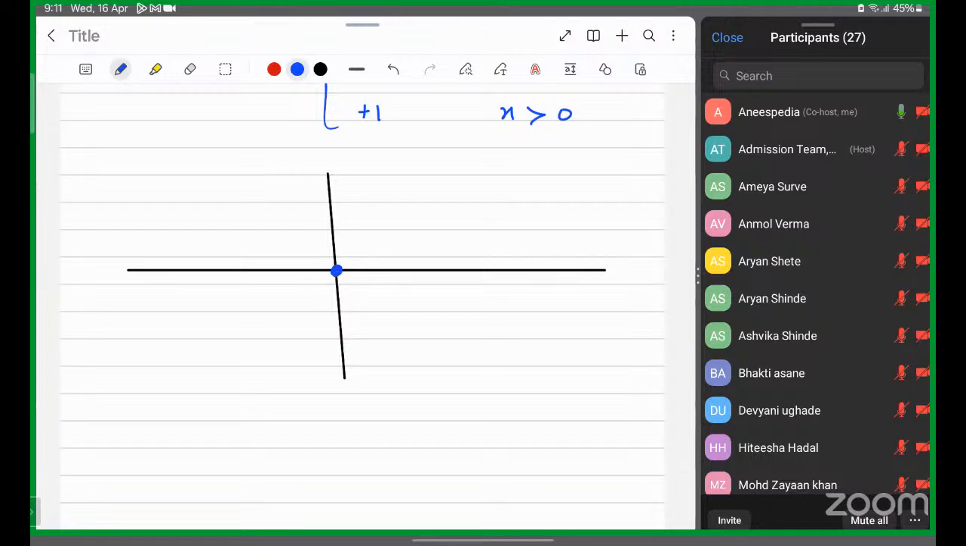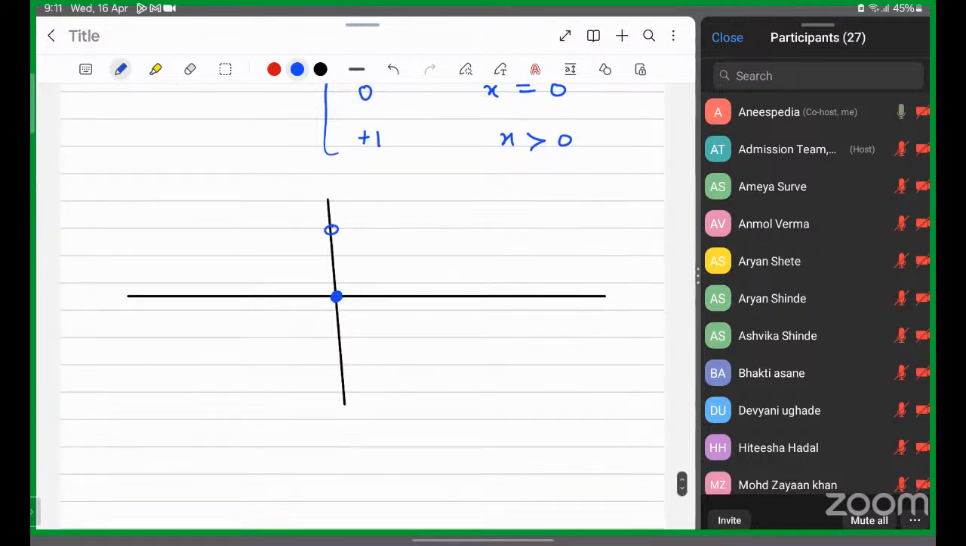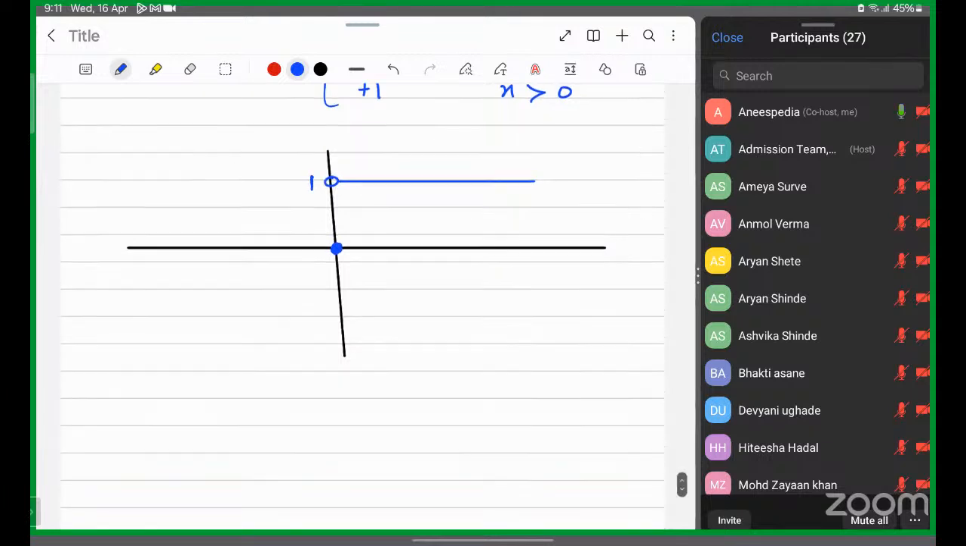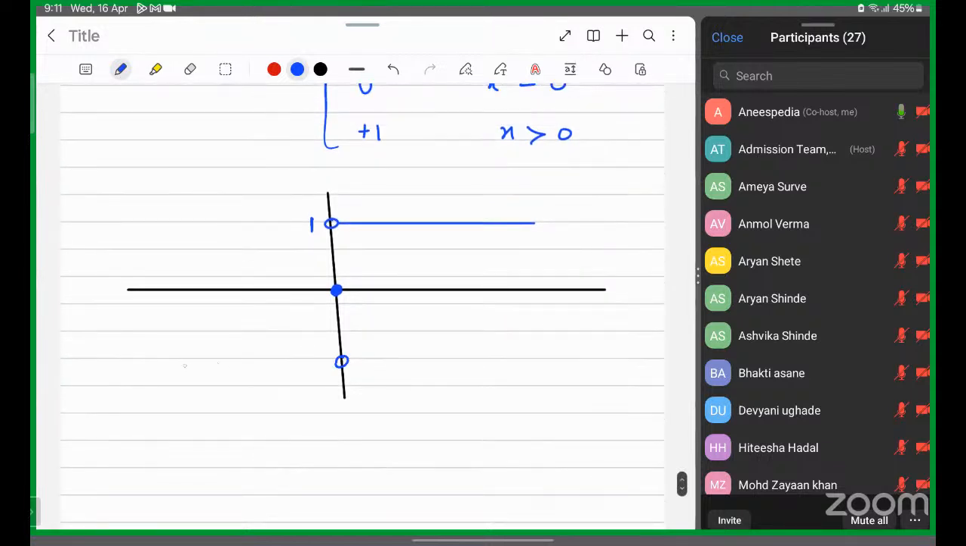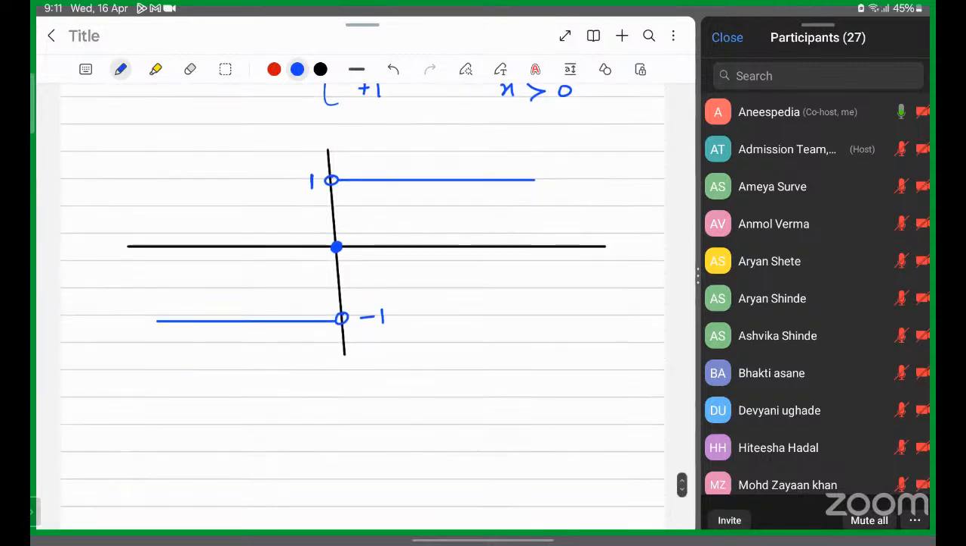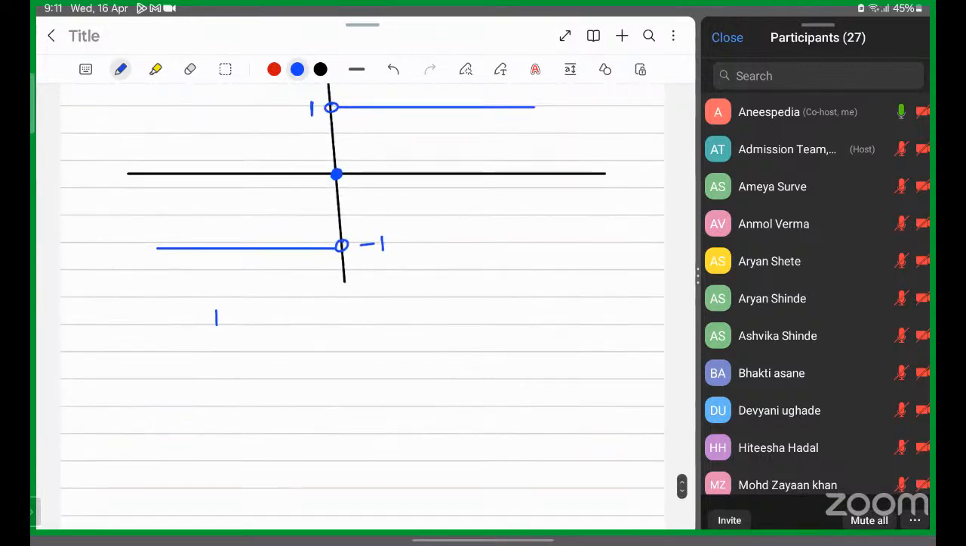0 will be for 0, and for greater than 0, any value greater than 0 will have 1. So this point is 1. And any value less than 0 will give -1. So this point is -1. From the graph, domain will be all real values of x. It can take any real value.